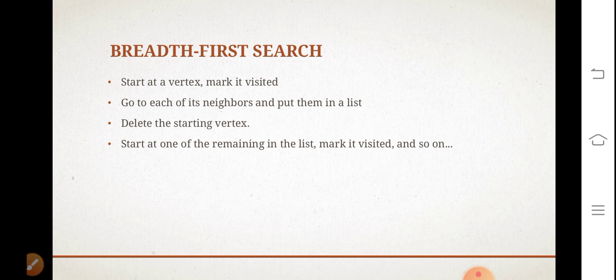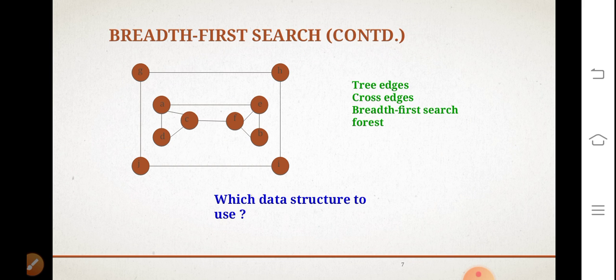If an edge leading to a previously visited vertex other than its immediate predecessor, that is its parent in the tree, is encountered, the edge is noted as a cross edge. So this is about the breadth first search. We are having the same problem here as in the depth first search algorithm. Here we are having tree edges, cross edges, then breadth first search, then forest.